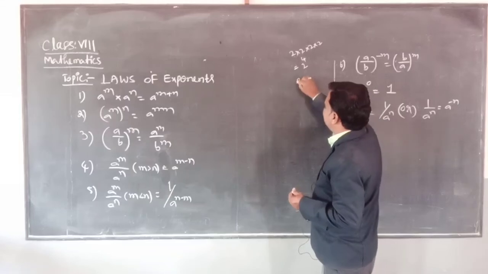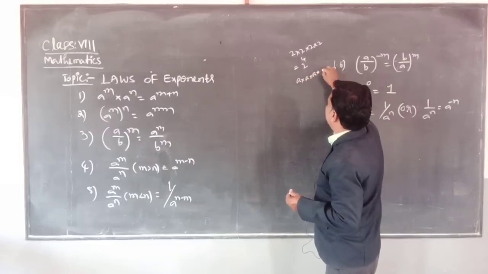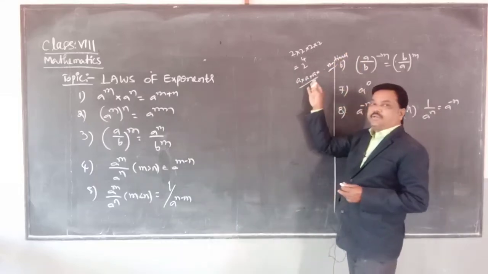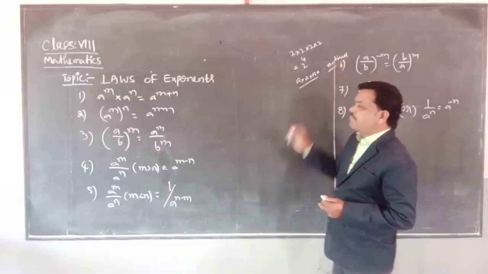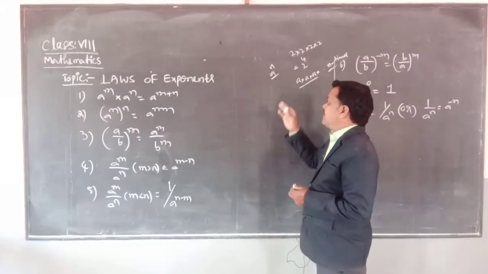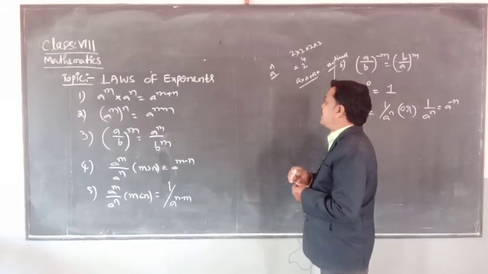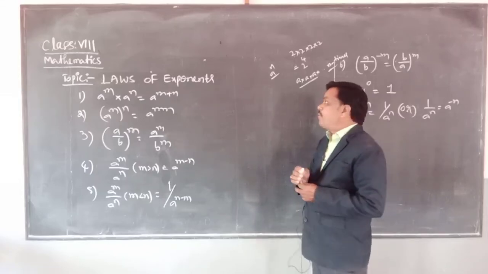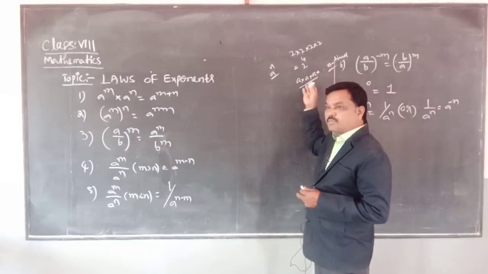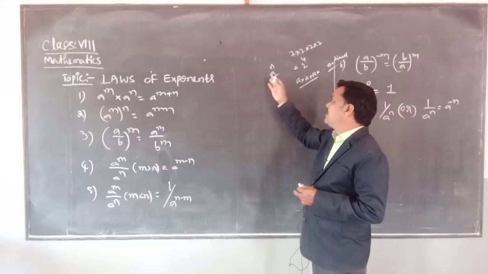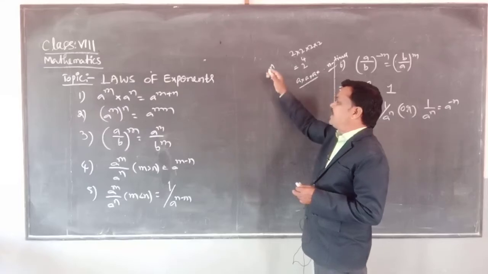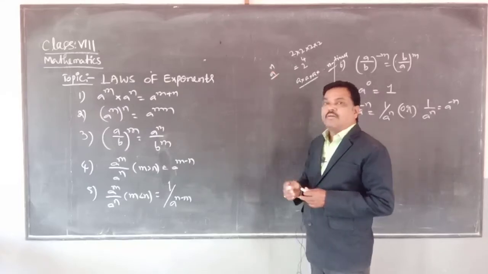In case a is multiplying itself n times, a into a, and so on, n times, then we write this as a to the power of n. In this, a is called the base, and n is the power. So a into a, so and so n times, is the expanded form. a to the power of n is the power form or exponential form. a is the base, n is called the power.